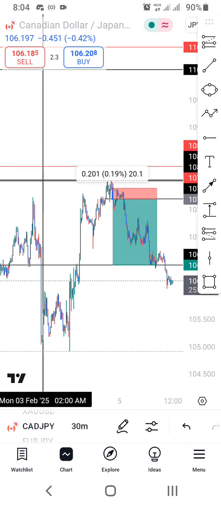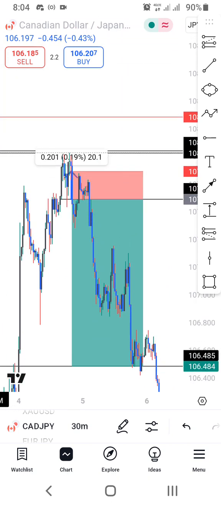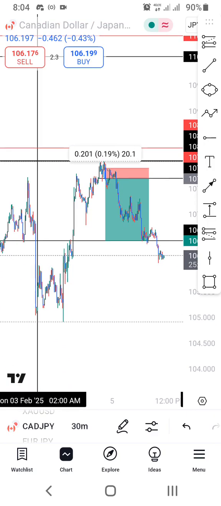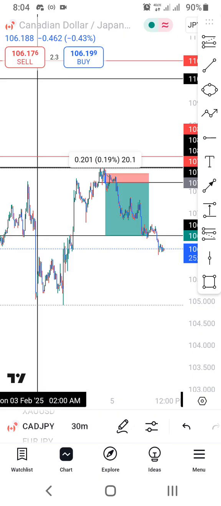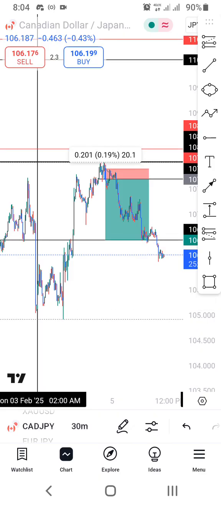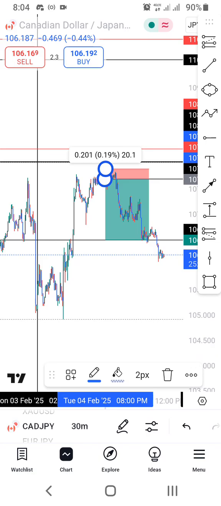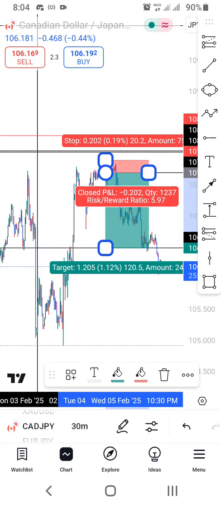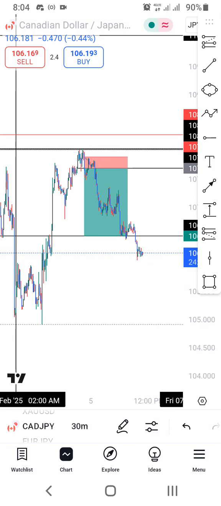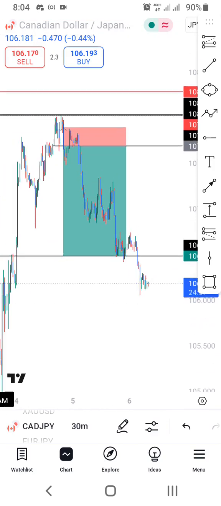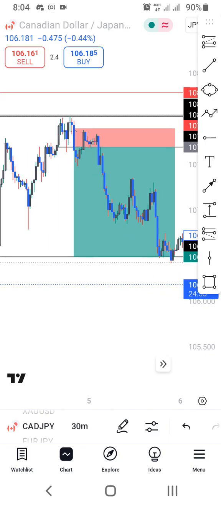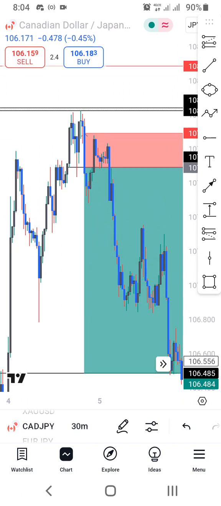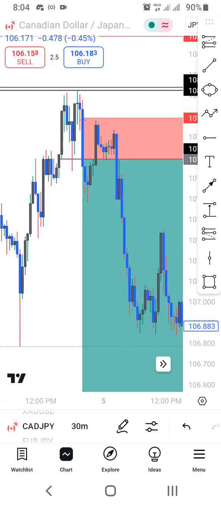That is the movement we had this week in CAD JPY. The TP was already hit. The risk to reward is there. Nice, not bad. Okay, let us look deeper here. That was one of the entries I can see there.